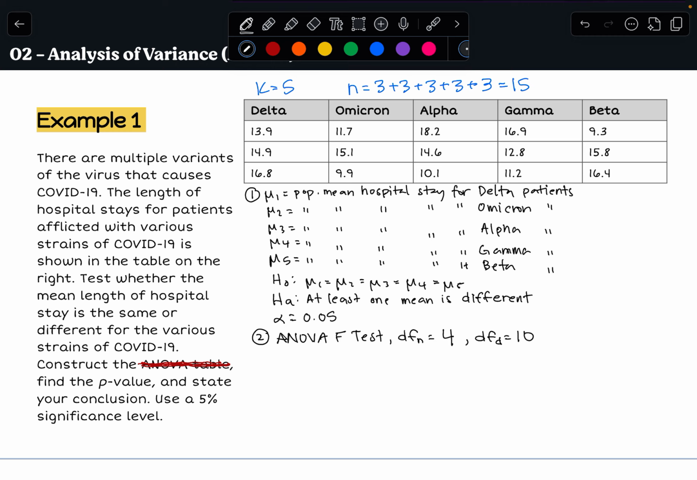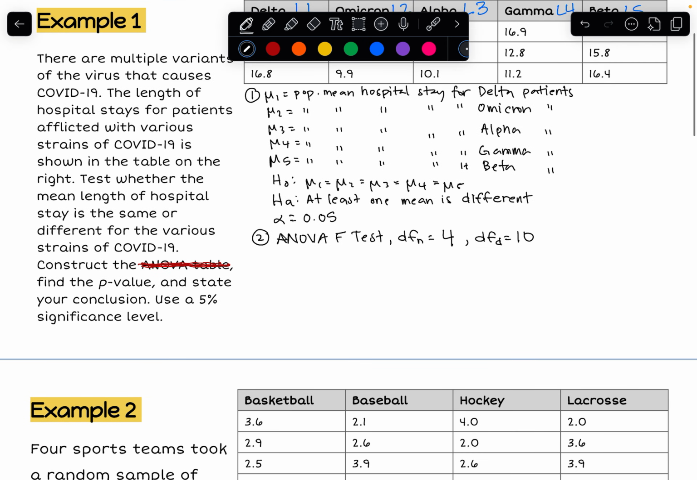I'm also in the table going to write which list I'm putting these in. So I'm putting delta in list 1, omicron in list 2, alpha in list 3, gamma in list 4, beta in list 5. And then for the do stage, I just run the ANOVA function call. And it's going to give me the test statistic for F. It's going to give me a p-value.